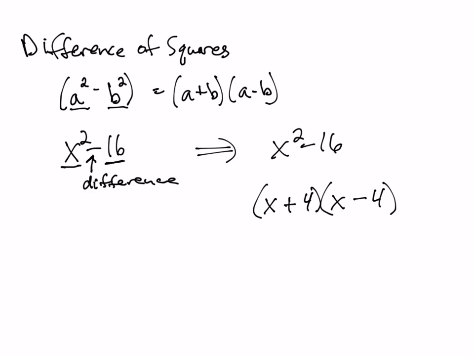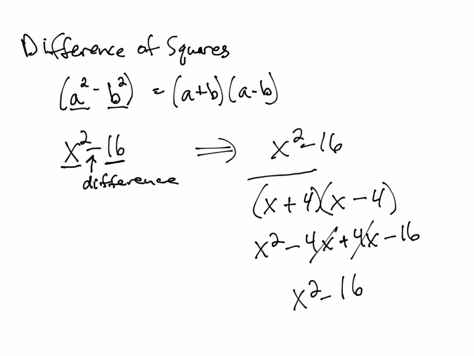Okay, so we can check this by multiplying out. X times x is x squared, x times negative 4 is negative 4x, 4 times x is positive 4x, and then 4 times negative 4 is negative 16. The middle terms cancel out, and we are left with what we started with. So to factor x squared minus 16, this is what we would end up with.